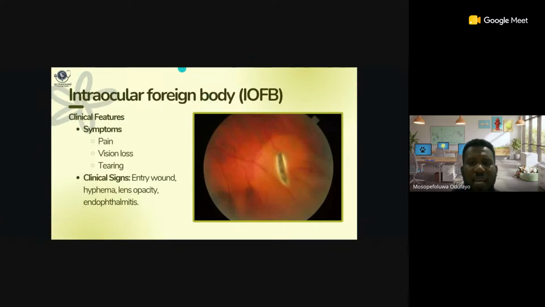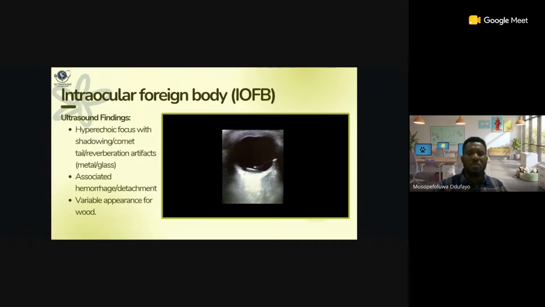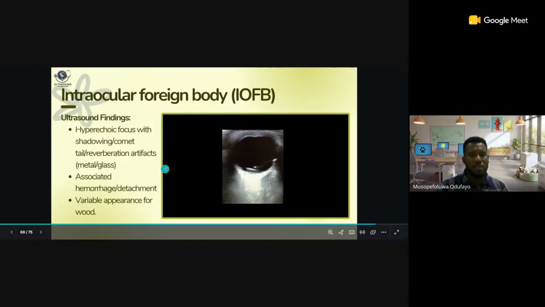You will usually find an entry wound, a hyphema, lens opacity, or in many cases, if it has been long-standing and not treated properly, endophthalmitis. It would usually be the cause of that. Good. And so, what do you find? You might not know the object, but then you just see this solitary hyperechoic focus within the eye, especially if it's a small shard of metal or glass. Is that okay? And you could find reverberation artifacts.